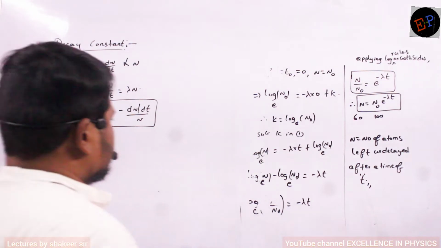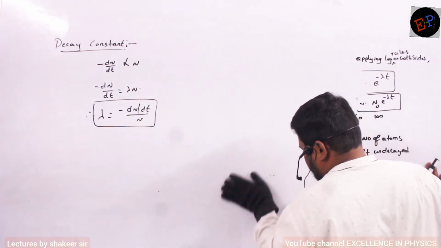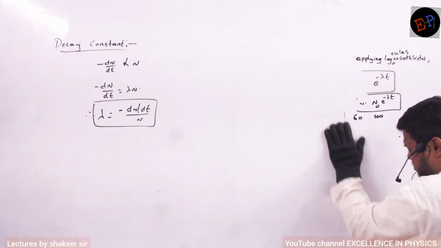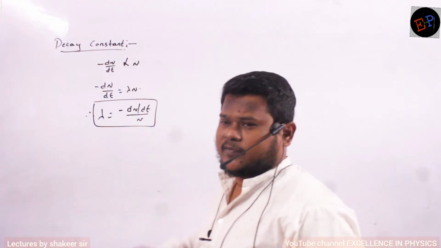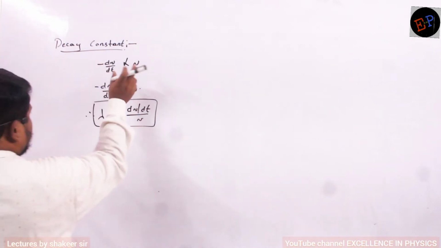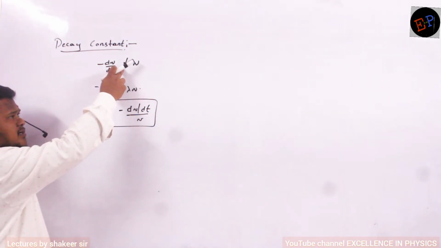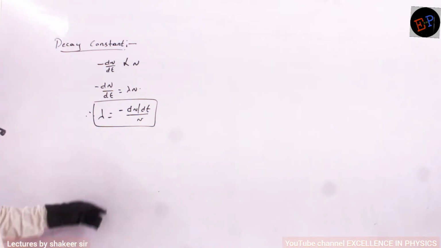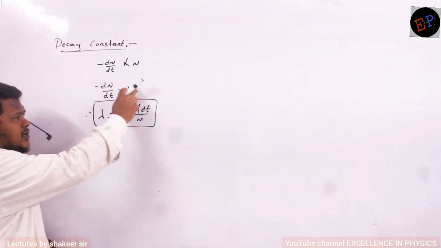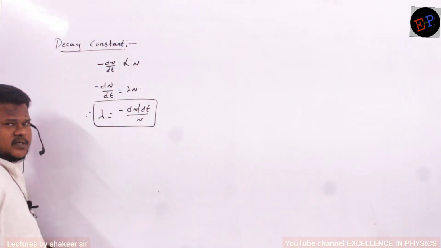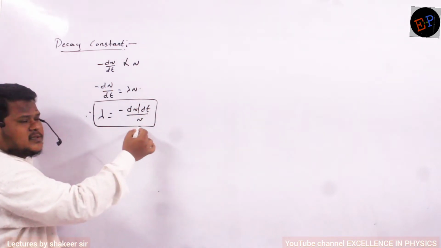Now see, we will study next about decay constant. Already we have studied that radioactive disintegration is directly proportional to the number of initial atoms which are left undecayed. So to remove this proportionality symbol, I have to write a constant, and that constant itself is called the decay constant. Therefore lambda can be written as minus dn by dt divided by n. This n comes to this side. This is the equation.